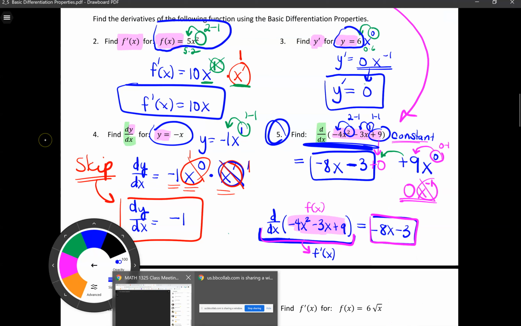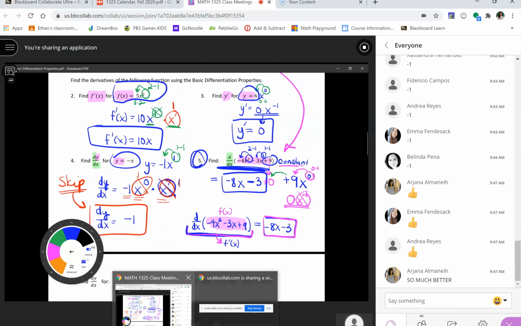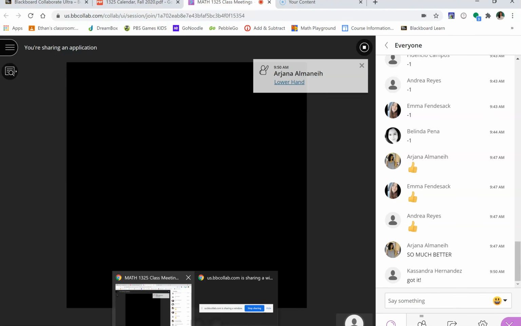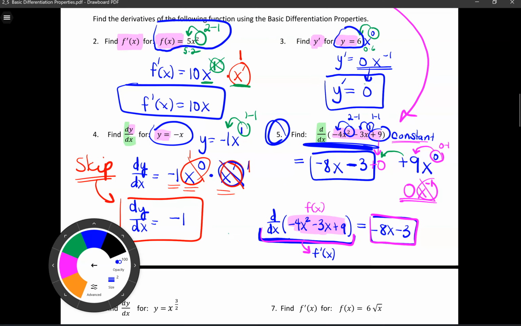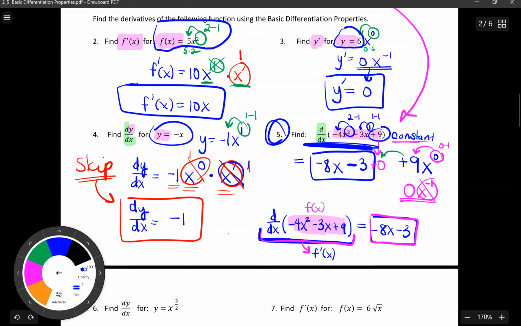And we'll see that more on some other problems here. Go ahead. Arjana? So, can you hear me? Yes. Okay, so we learned how to do it the other way, and now we're learning to do it this way. So when we're tested, can we just do it this way, or will we be tested on doing it the other way? Yeah, I am required to assess the limit of the difference quotient.